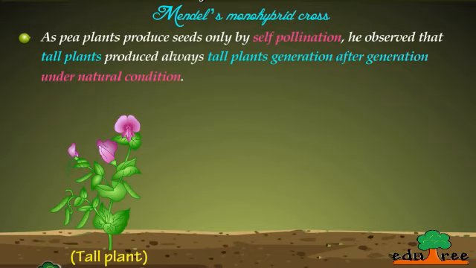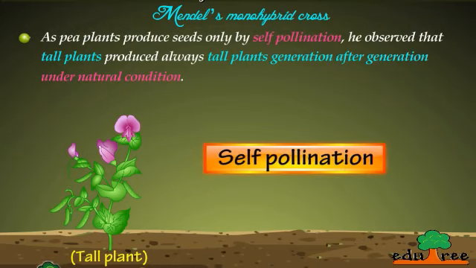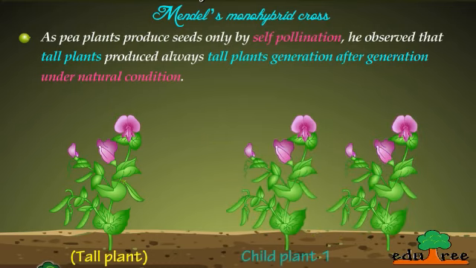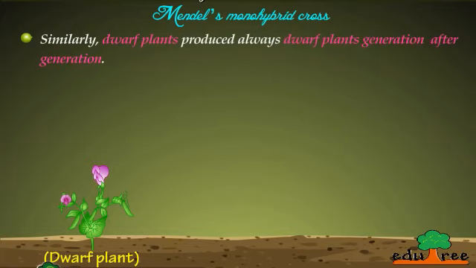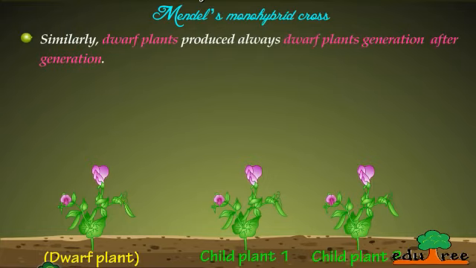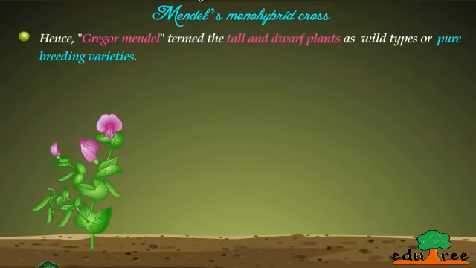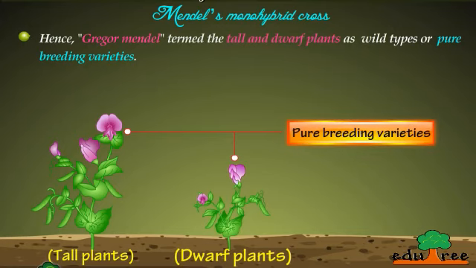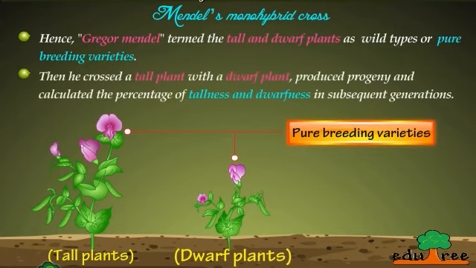As pea plants produce seeds only by self-pollination, he observed that tall plants always produced tall plants, generation after generation under natural conditions, as shown here. A tall pea plant reproduced through self-pollination. Here you can see 2 tall child plants. Similarly, dwarf plants always produced dwarf plants generation after generation through self-pollination. Hence, Gregor Mendel termed the tall and dwarf plants as wild types or pure breeding varieties. Then he crossed a tall plant with a dwarf plant, produced progeny, and calculated the percentage of tallness and dwarfness in subsequent generations.